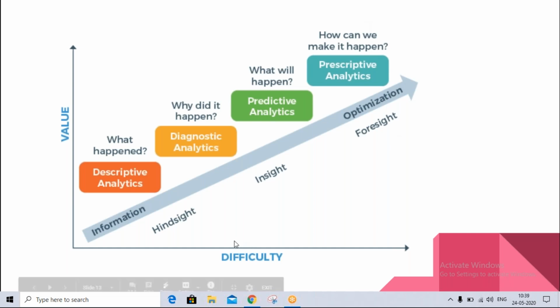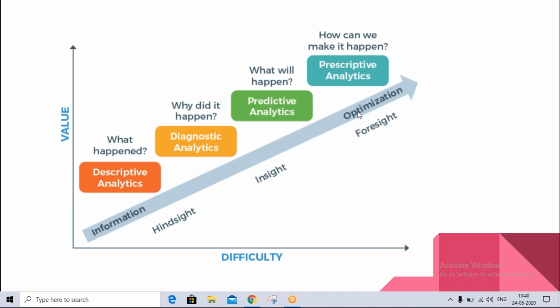Okay. So the difficulty again, then there comes the part of prescriptive analytics: how can we make it happen? This is very, very important for the business, because if you tell me that this is the problem and this is why it is happening, and maybe you'll tell me that this will happen in future, but how would we make that happen, right? This is very, very important for the business to know. This is very important for us to know as well.